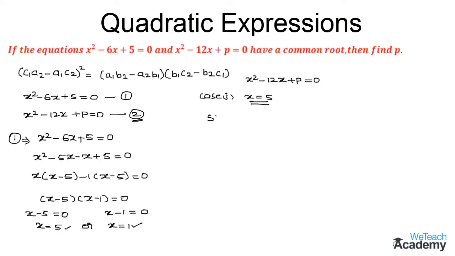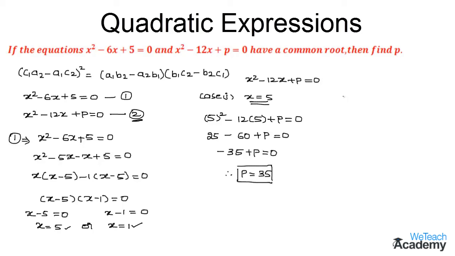Then we get 5 whole square minus 12 into 5 plus p is equal to 0. Simplifying this, we get 25 minus 12 into 5, which is 60, plus p is equal to 0. That implies minus 35 plus p is equal to 0, and therefore we get the value of p as 35.